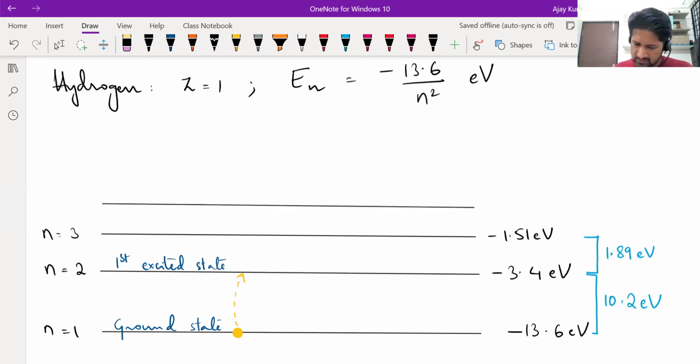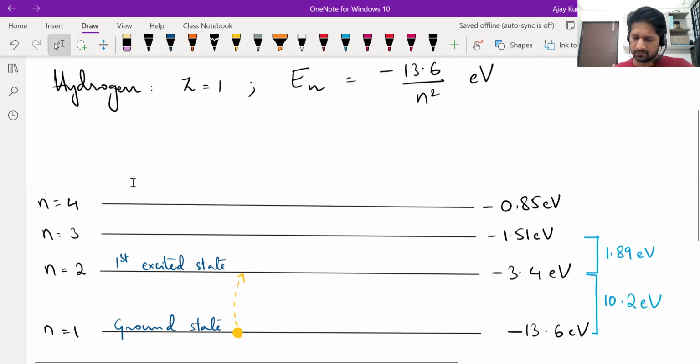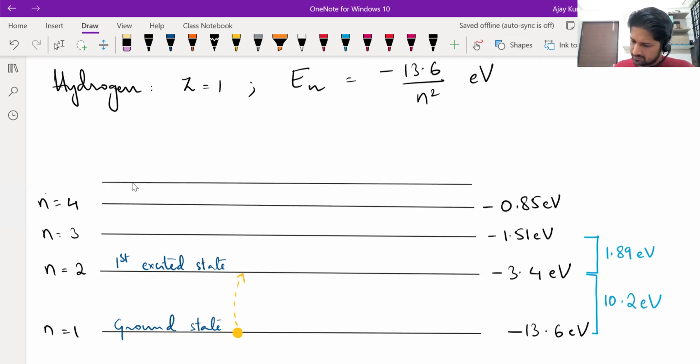In the fourth orbit, n is equal to 4. The energy of the electron becomes minus 13.6 divided by 4 square, 16, that is 0.85 electron volts. And there will be a certain energy difference between the fourth orbit and the third orbit, and so on. Let's just draw one more energy level. For n equal to 5, the energy of the electron will be minus 13.6 divided by 25, that is minus 0.54 electron volts.